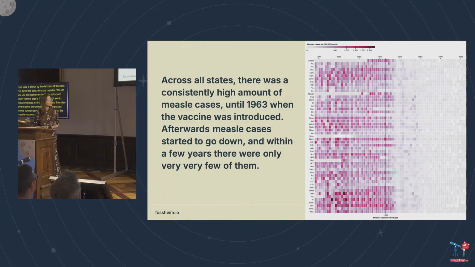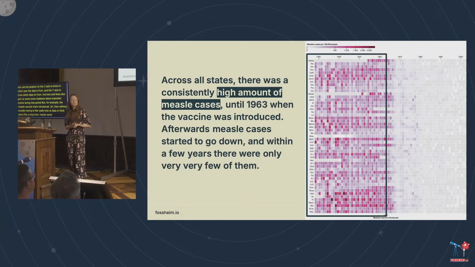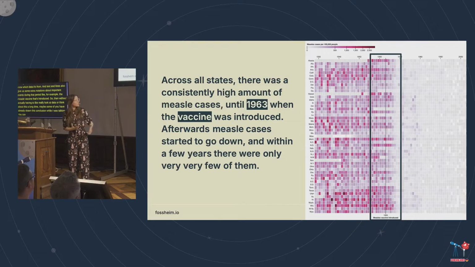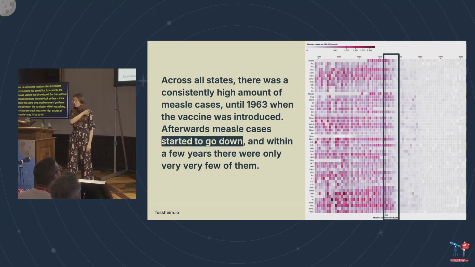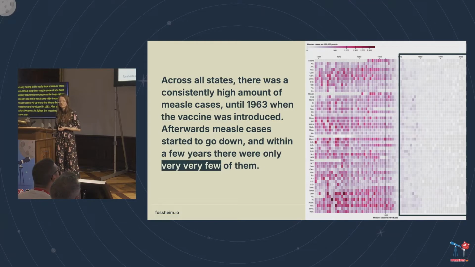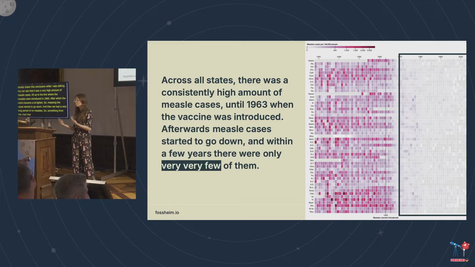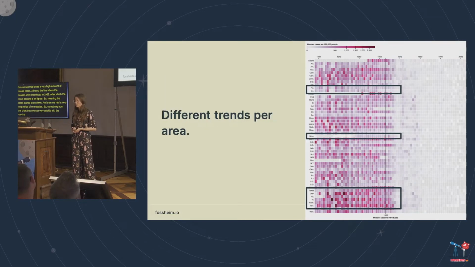So then, without actually having to really look at the data or think about this a long time, maybe some of you have already drawn this conclusion while I was talking, you can see that there was a very high amount of measles cases, all up to the line where the vaccine was introduced in 1963, after which the colors became a lot lighter, meaning the cases started to go down, and then we had a very long period of no measles. So something you can very quickly tell from this chart is that the vaccine worked. There were lots of measles cases until the vaccine was introduced, and then it got much better.